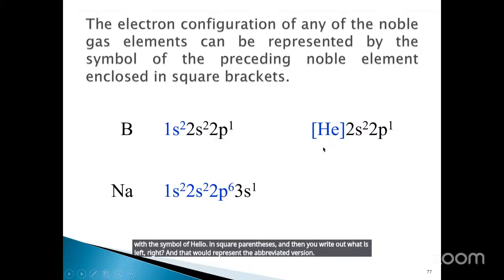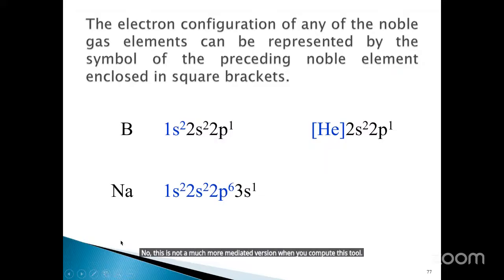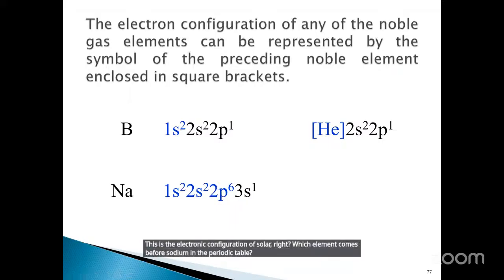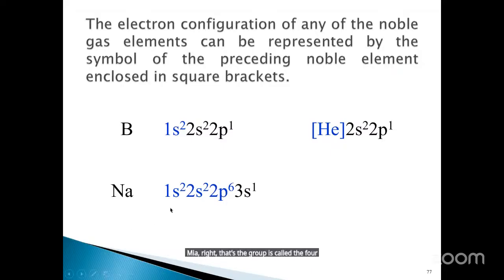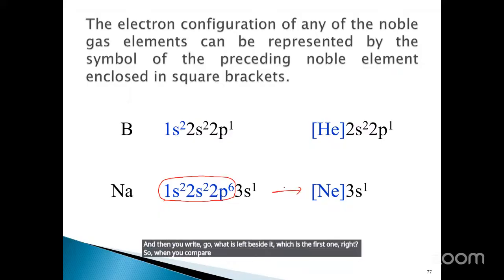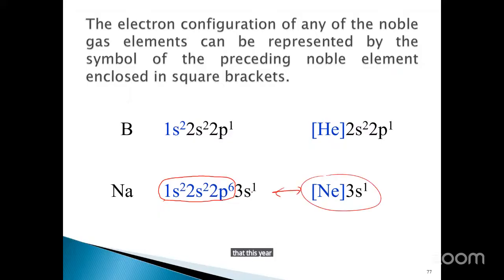Now, this is not much of an abbreviated version when you compare these two, but if you go to a larger atom like sodium, this is the electronic configuration of sodium, right? Which element comes before sodium in the periodic table? Neon, right? That's the group 8 element that comes before sodium. The electronic configuration of neon is right here, all right? So what do we do in order to get the abbreviated version? We replace all of this with the symbol of neon in square parentheses, and then you write down what is left beside it, which is 3s1, right? So when you compare these two, you can see that this here is more abbreviated compared to this.